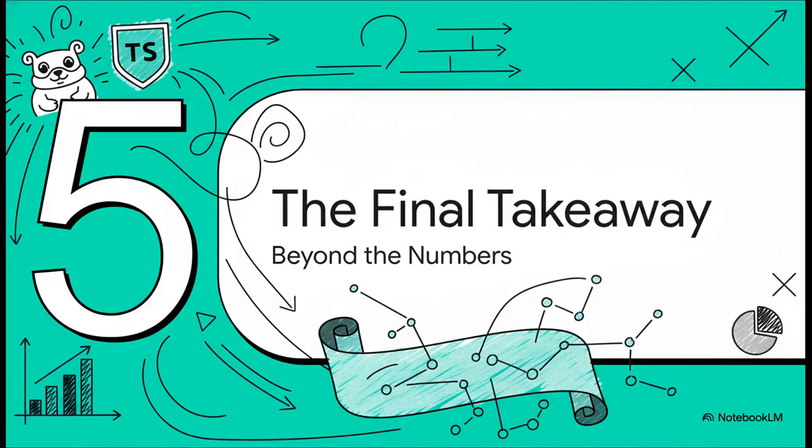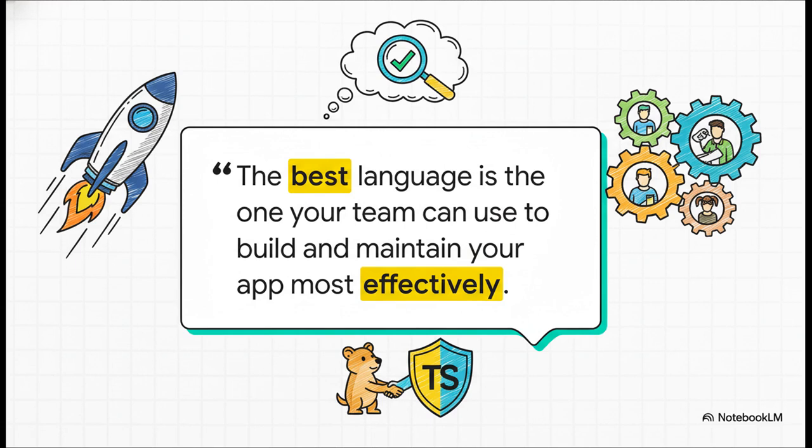But listen, these benchmark numbers, they only tell part of the story. The final and maybe the most important takeaway here actually goes beyond raw performance. I just love this quote because it really gets to the heart of the matter. Raw performance is one thing, but the best performing language is almost always the one your team already knows best, the one they can use to build and, just as importantly, maintain your app in the most effective way.